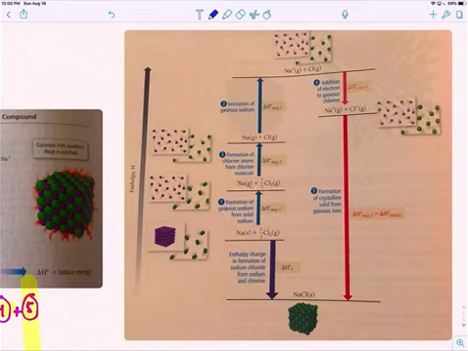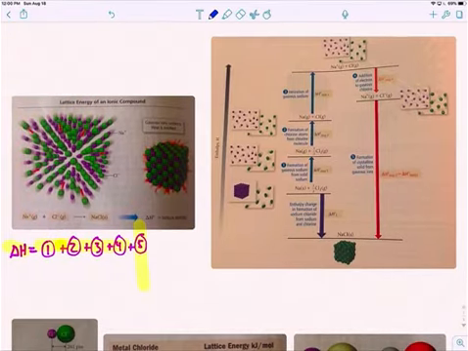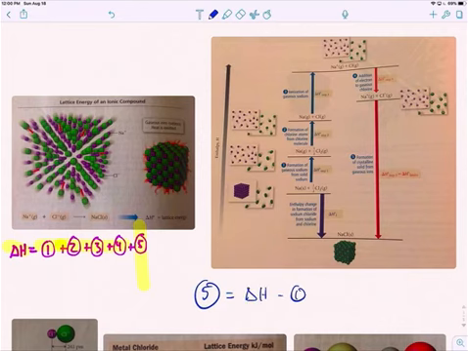So here we go from sodium to sodium vapor. So we know the energy it takes to make sodium vapor. We know the energy it takes to rip apart chlorine. And we know the ionization energy of sodium. And we also know the electron affinity of chlorine. So instead of measuring this directly, we can do step number 5, and say step 5 is equal to the delta H minus 1, minus 2, minus 3, minus 4. That gives me the lattice energy.